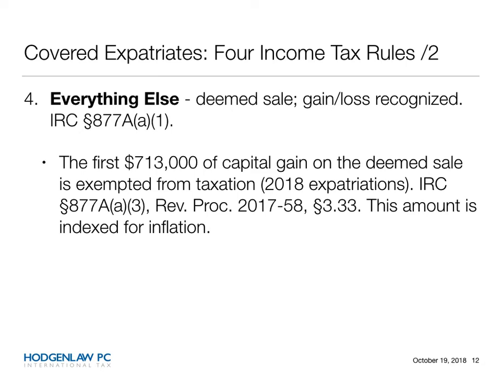Finally, everything else, there's a giant mark-to-market event in this person's life, a deemed sale, and gain or loss is recognized. You have an exemption for the first $713,000 of capital gain. Everything else is taxed at the normal tax rates above that, long-term, short-term capital gain, whatever it is. This amount's indexed for inflation, so it goes up a few $1,000s every year.